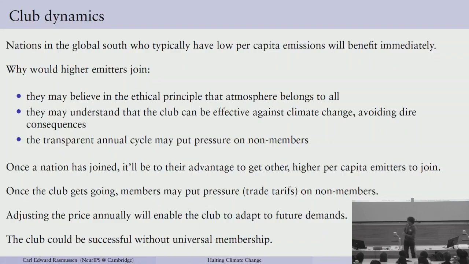Last thing is that adjusting the price annually will enable the club to adapt to future demands, and I think this is a very important property, that at the end of the year, countries can vote for what they think the price should be going forward, right? And of course, very low emitters would have an interest in pushing the price high, but not so high that they think large emitters would defect, right? So there would be a balancing act. How far can we push this, and we revisit this every year, right?